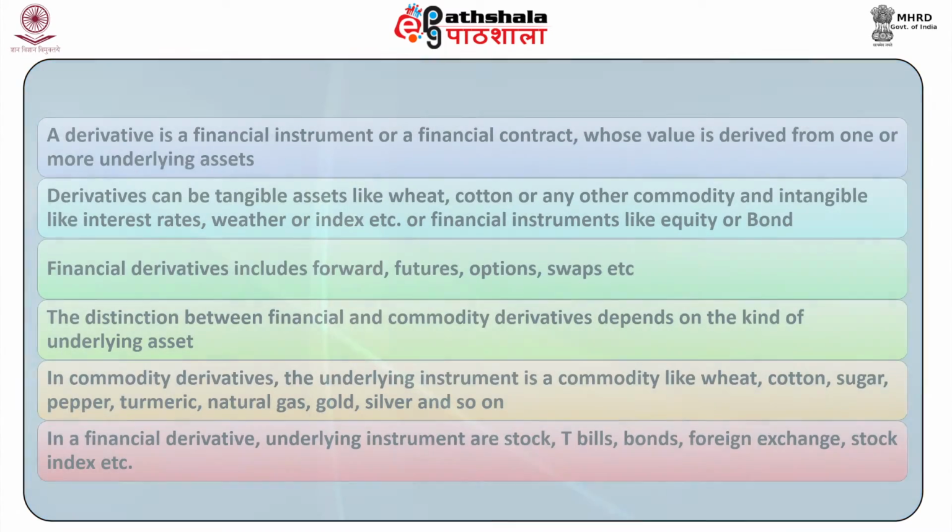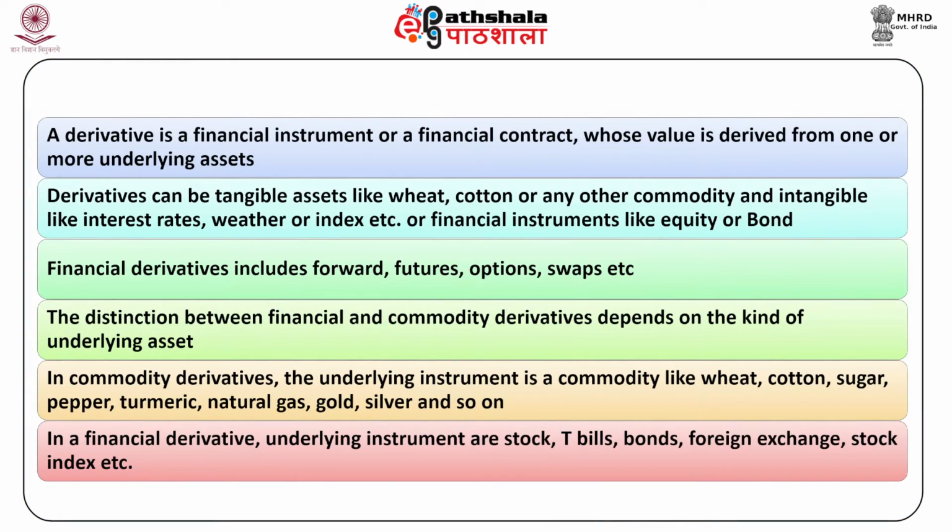Derivatives. A derivative is a financial instrument or a financial contract whose value is derived from one or more underlying assets which are called underlying. Derivatives can be tangible assets like wheat, cotton or any other commodity and intangible like interest rates, weather or index, etc.